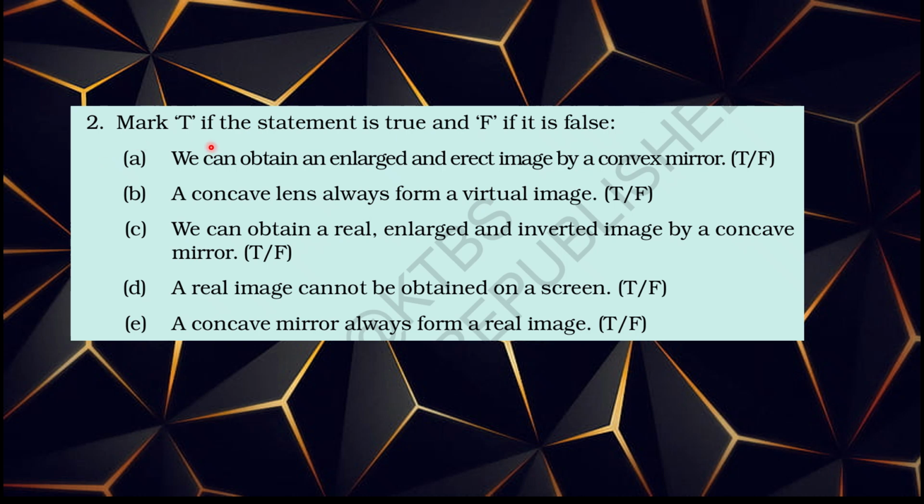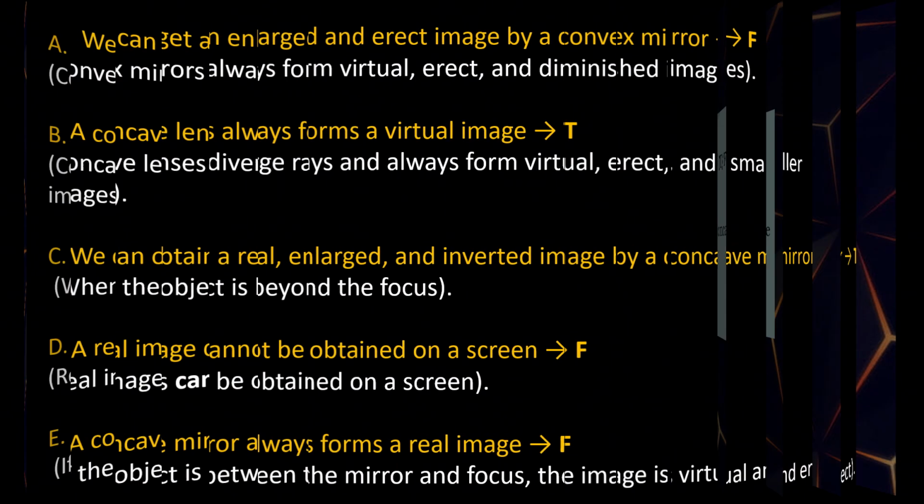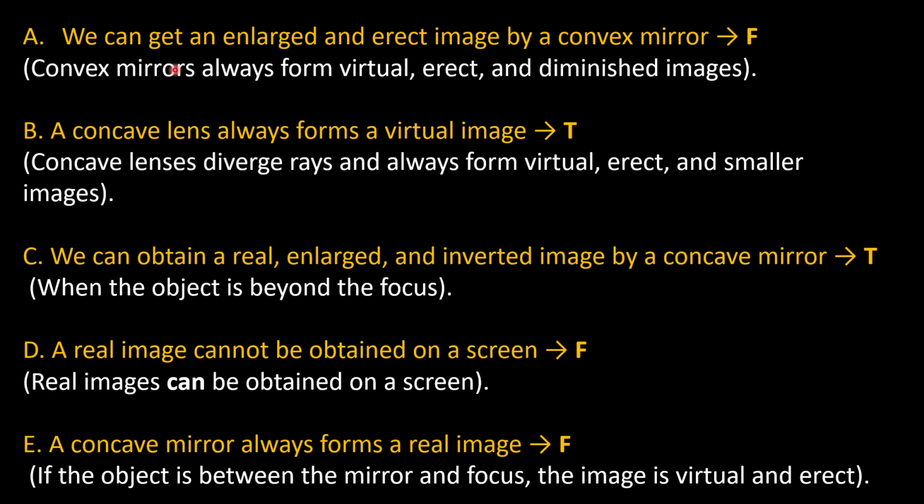Second one, mark T if the statement is true and F if it is false. A. We can get an enlarged and erect image by a convex mirror. False. Convex mirrors always form virtual, erect, and diminished images.